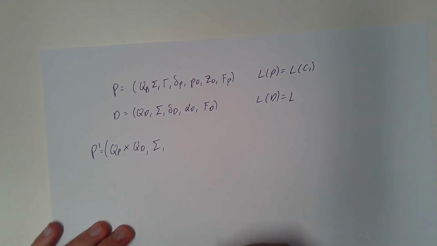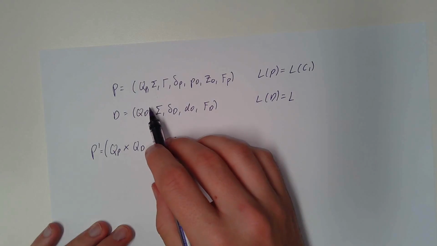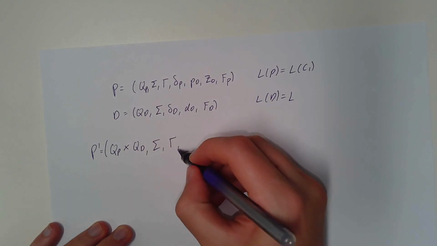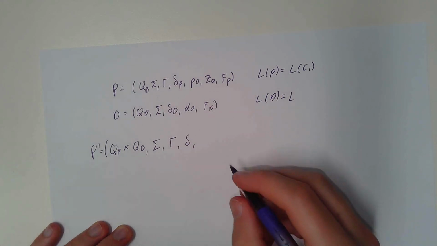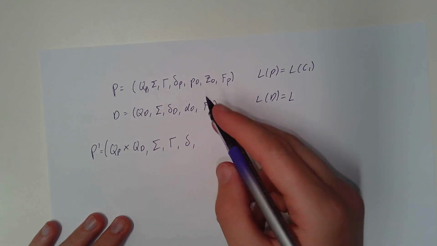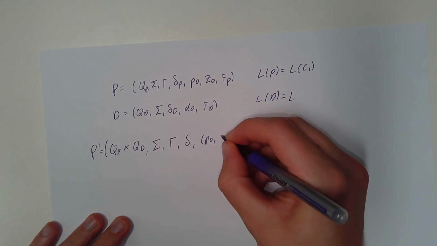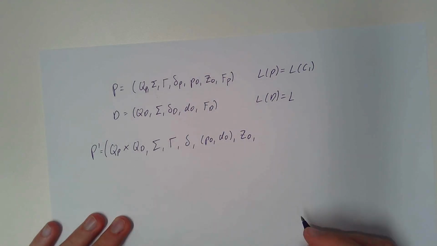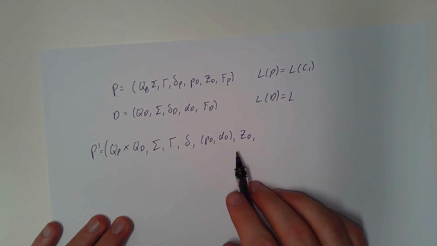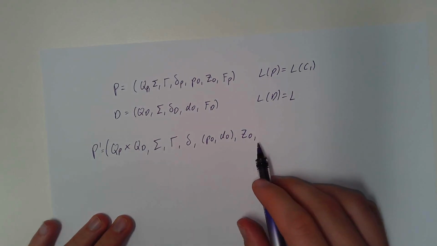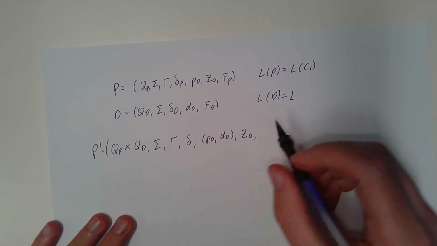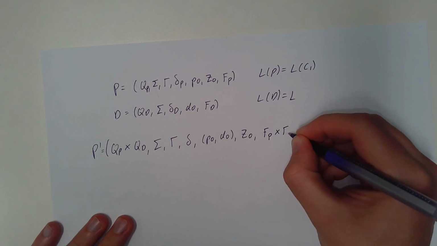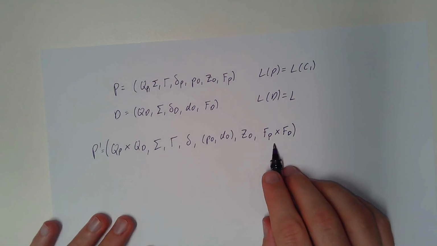The stack symbols will still be the same, gamma, because this machine D is a DFA and will not be touching the stack. The transition function, we'll get to that in a moment. The starting state will just be the pair of starting states for both machines. The bottom stack symbol stays the same, and the final states will be the final states for both machines. So if you want to be accepted by both machines, you have to be in a final state of P and a final state of D at the same time. So it's going to be the Cartesian product of these two things.